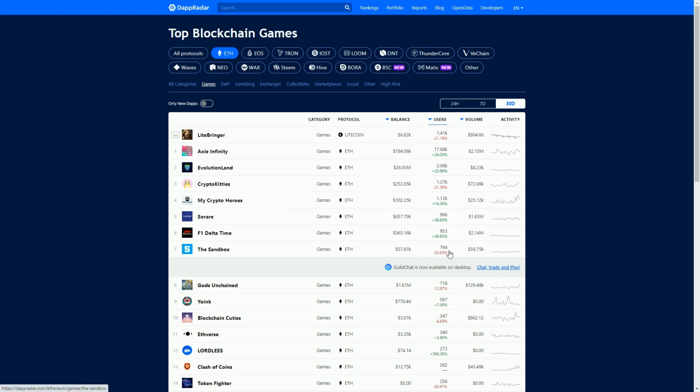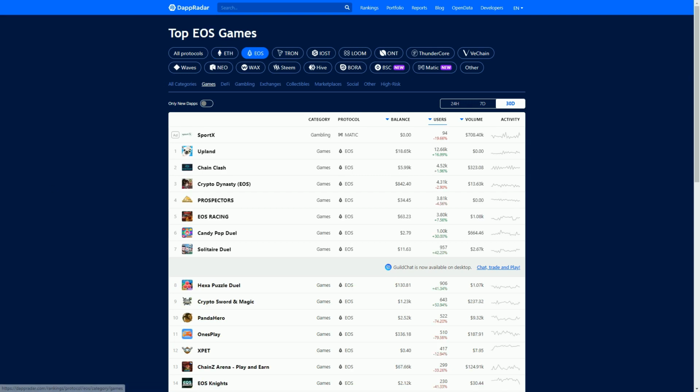This is just people trading the land NFTs and stuff. I'm not going to go into all the detail of what's going on with all these, but we can see there's a broad approach there, and there's some games with some activity at least.